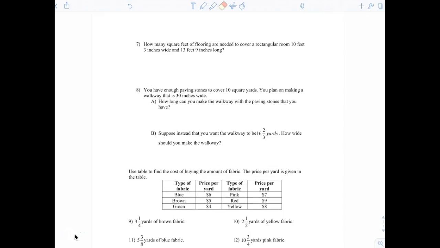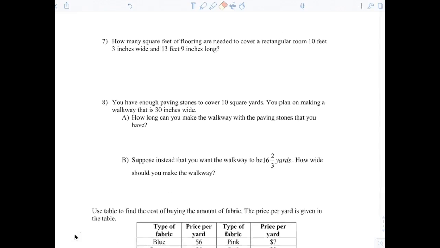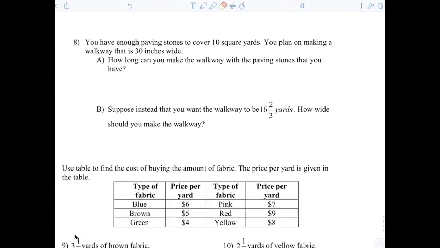Listen, I put up the assignment for tomorrow, but it's not a new worksheet. It's the same one from yesterday. All right. Now, we're going to take a look at number 8.